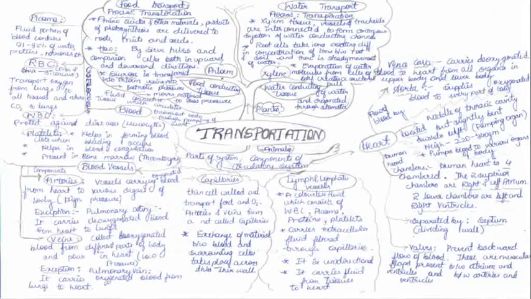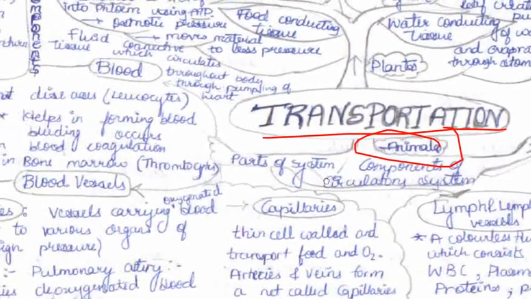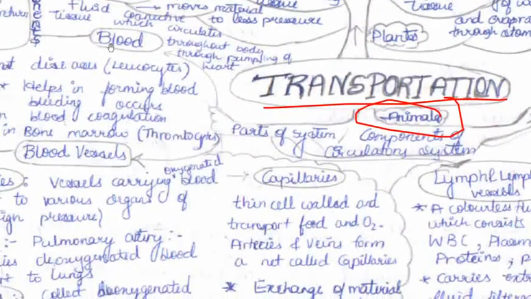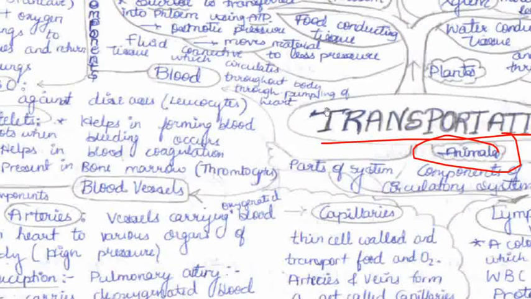So we need to study about the transportation system in humans as well as plants. First let us study animals. I am going to zoom in. What are the parts or components of the circulatory system? Basically there are many parts of the circulatory system. As we have seen, there are blood vessels, lymph, and the heart. These are the main components of the circulatory system, right?